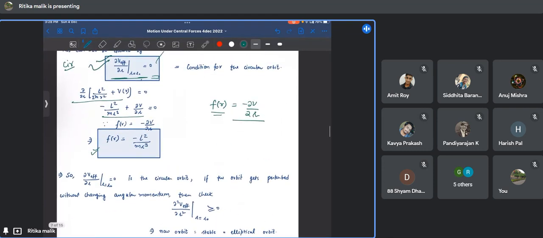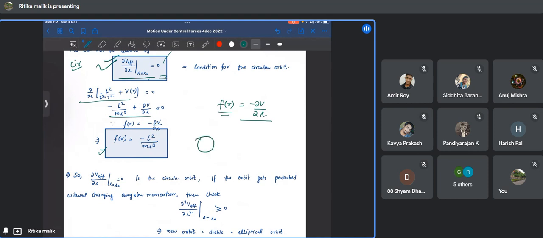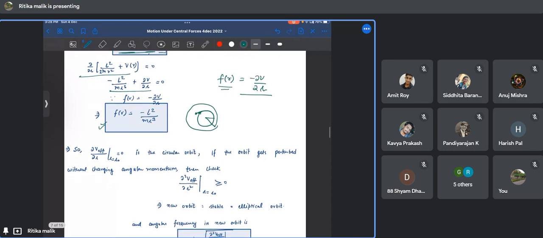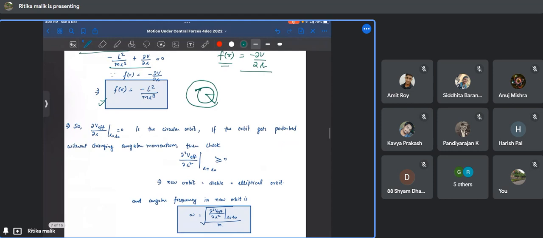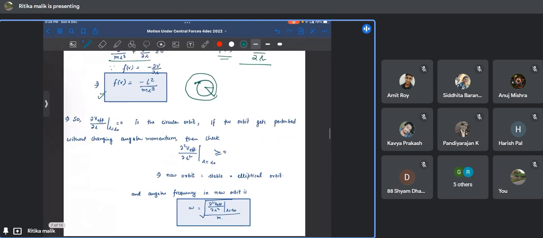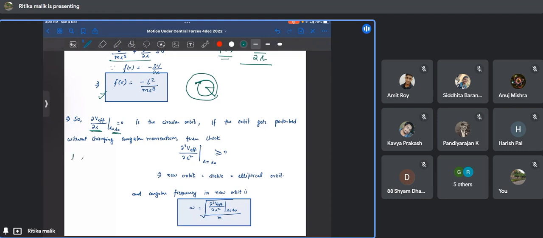Sometimes it also says that instead of moving in a circular orbit, you give a slight perturbation and your orbit changes to another orbit. So what will be the oscillation frequency of that? This kind of question generally comes in the exam. So what you can do is, we already know that del V effective by del r at r equals r naught is 0. So from there you will calculate the relation between L and r naught. And from that, then again calculate del 2 V effective by del r square.